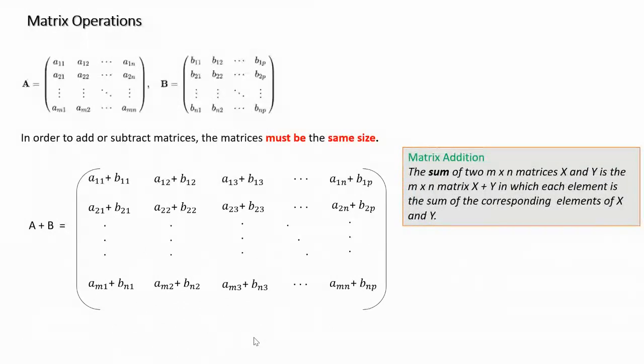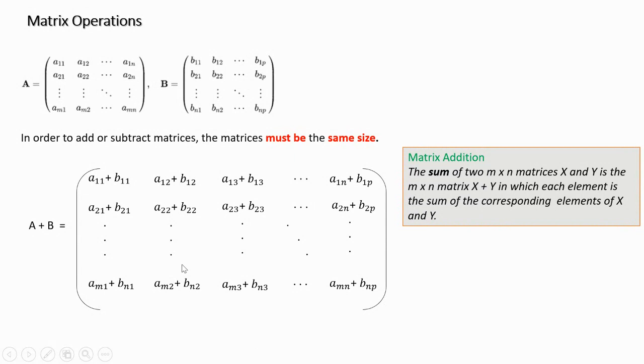This is the definition from the book. The sum of two m times n matrices. Guys, m times n means rows times columns. There are different authors that use different letters for the matrix. In this book, they use m by n, which means m are the rows and n are the columns. So let me reread the definition. For matrix addition, the sum of the two m by n matrices x and y is an m by n matrix x plus y, in which each element is the sum of the corresponding elements of x and y.